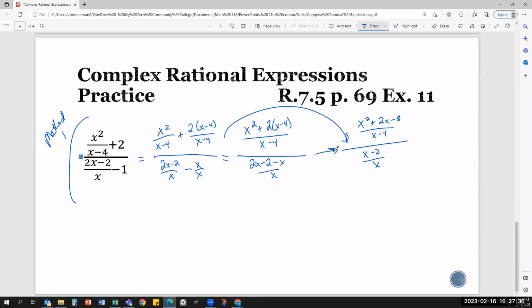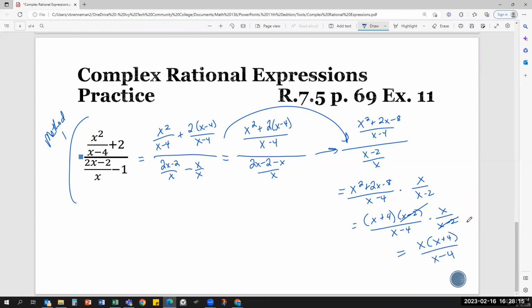But at this point, I can do the division and do the flip. So this is x squared plus 2x minus 8 over x minus 4 times x over x minus 2. But somewhere here I need to factor the x squared plus 2x minus 8. So that's going to be x plus 4 times x minus 2. And so the x minus 2 cancels, and we end up with just x times x plus 4 over x minus 4.